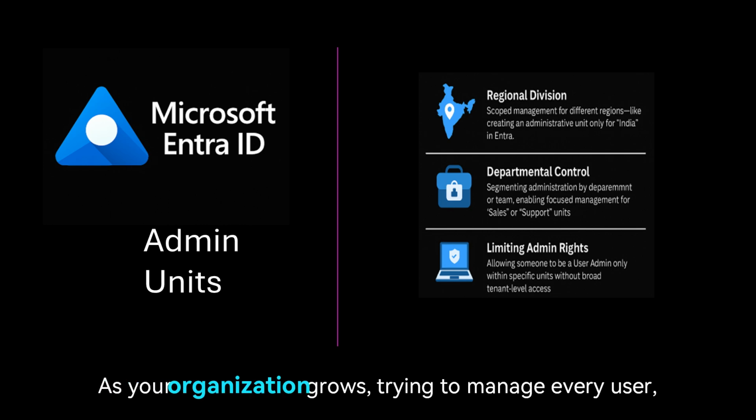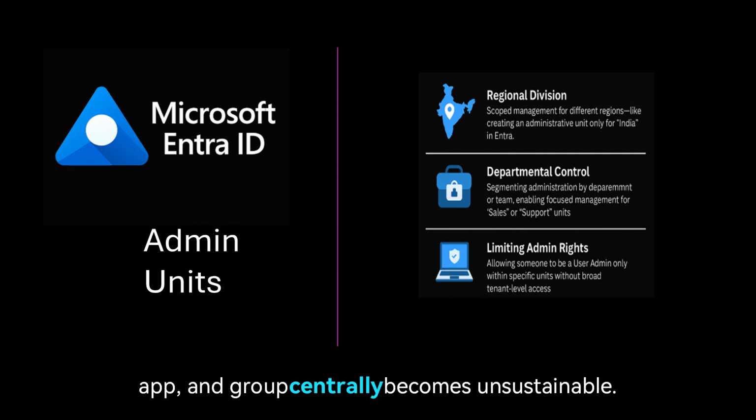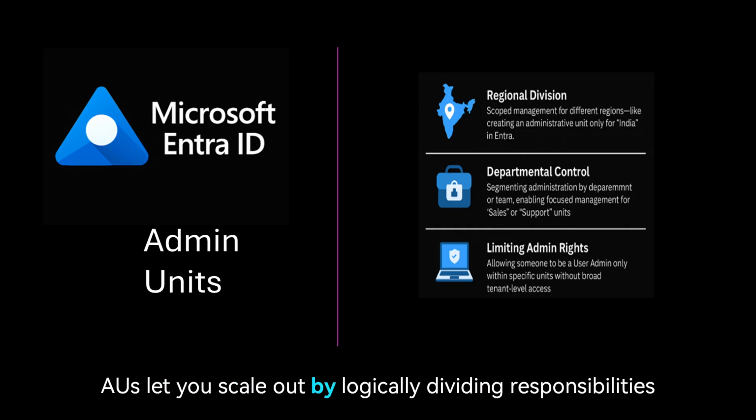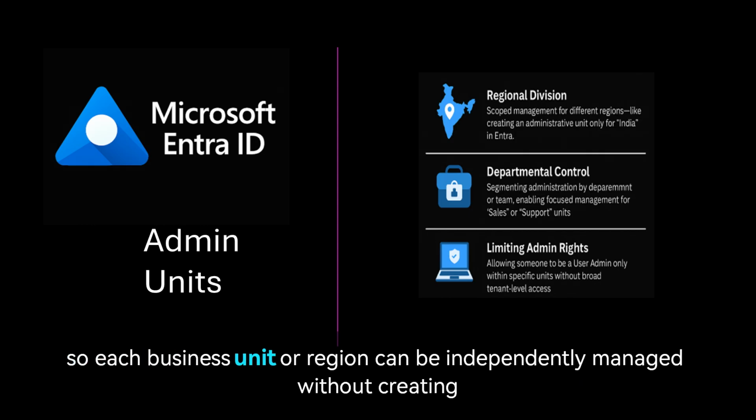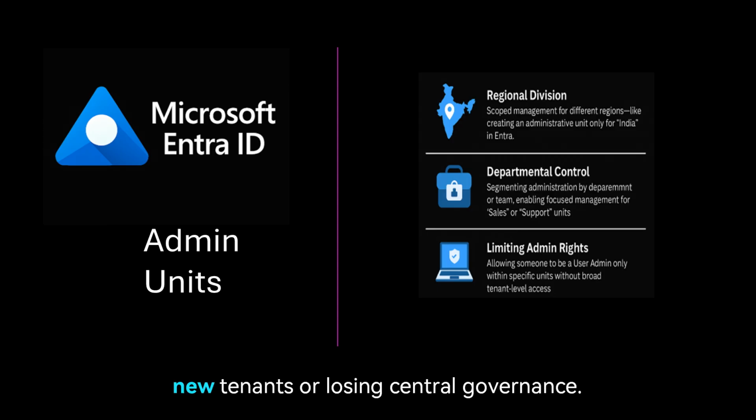As your organization grows, trying to manage every user, app, and group centrally becomes unsustainable. AUs let you scale out by logically dividing responsibilities so each business unit or region can be independently managed without creating new tenants or losing central governance.